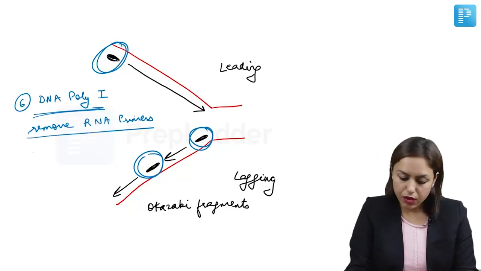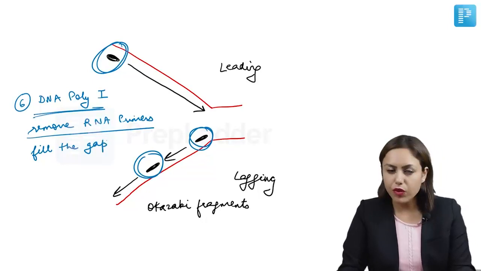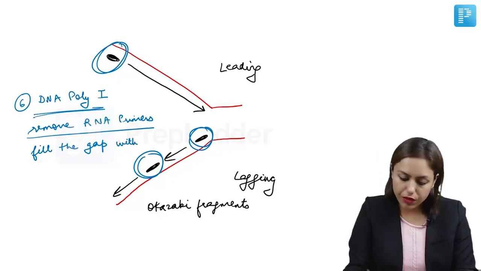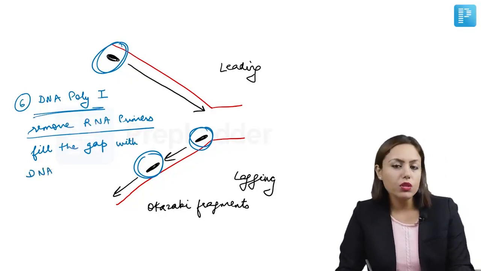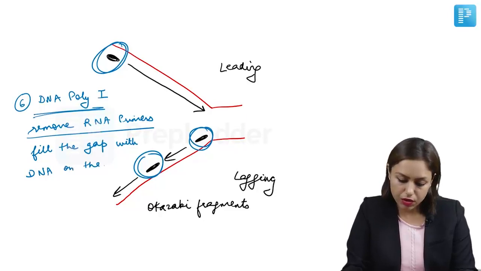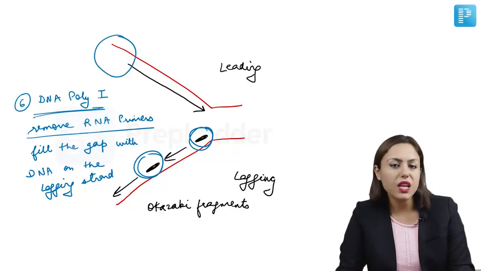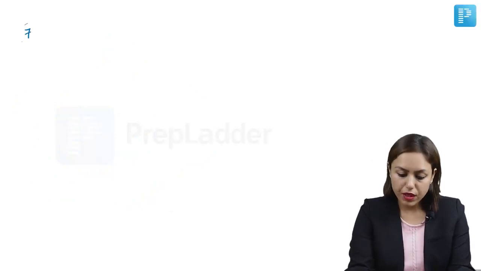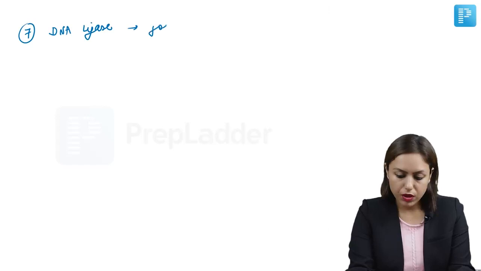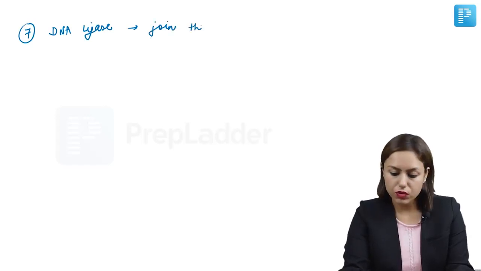And then it will fill the gap with DNA. After removing primers, a gap will be left. The same enzyme DNA polymerase 1 will fill the gap with DNA, but only on the lagging strand. Okay. The gap on the leading strand will still be left. Okay. So what will be the seventh enzyme? The seventh enzyme is DNA ligase, which will join the fragments.